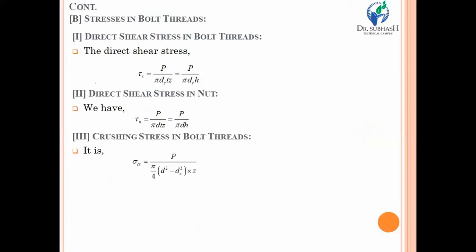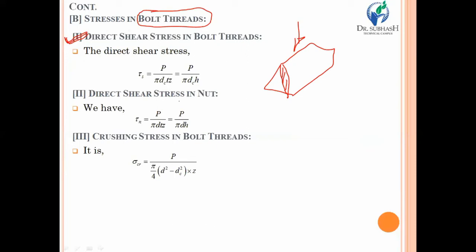Now it's time to discuss the various stresses that are produced in the bolt thread alone. So kindly consider only the threaded portion of the bolt, not the shank, not the nut, not the head. The first and most important possibility of stress in the threaded portion is the direct shear stress. Suppose this is our thread, and the loading is acting in the axial direction like that. This portion of thread may be subjected to shearing load. So that's why we have taken the direct shear stress first.